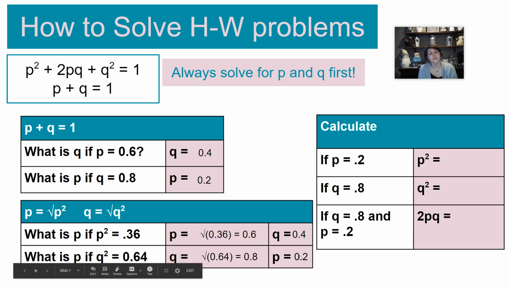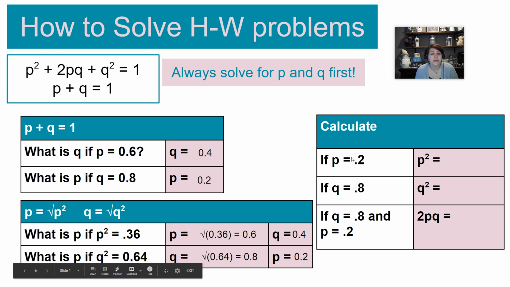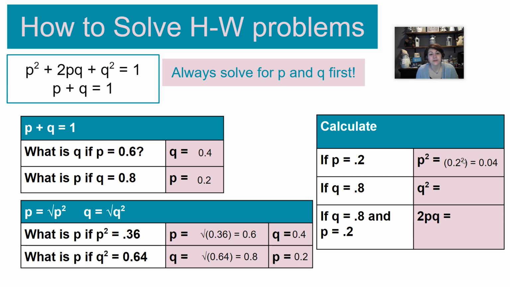So again, the first thing you always want to do is find your P and Q values if you haven't been given them. Once you have your P and Q values, you can solve for P squared, Q squared, and 2PQ using those variables as little formulas. For instance, if P is 0.2, what is P squared? Literally put 0.2 squared into your calculator because P is 0.2. We square it, and that gives me 0.04 as my P squared value. So if I'm thinking through this, that means about 4% of my population has the homozygous dominant genotype.